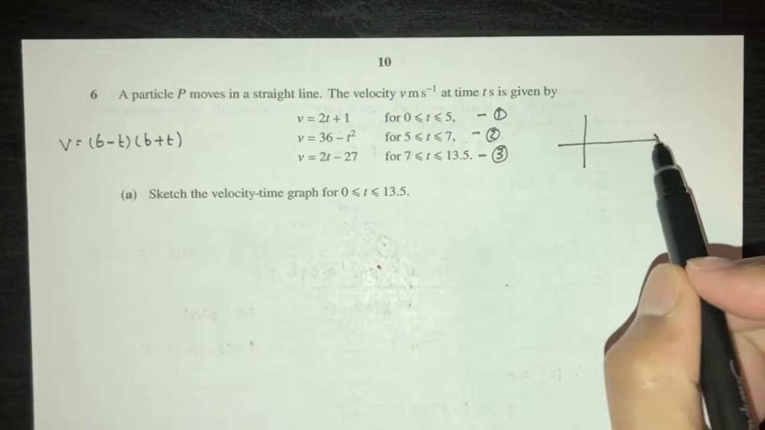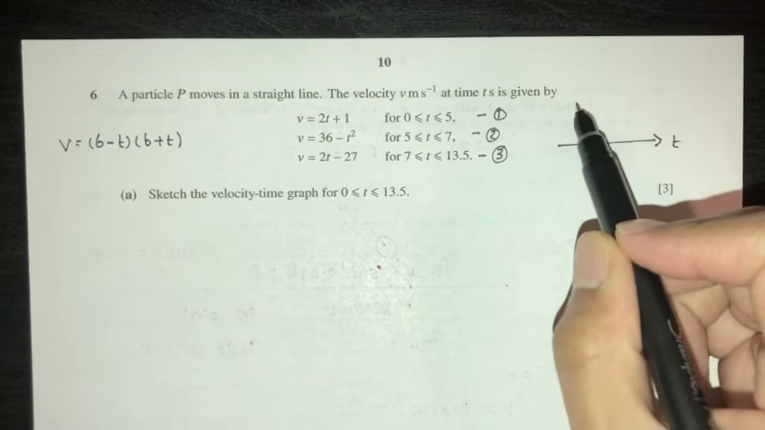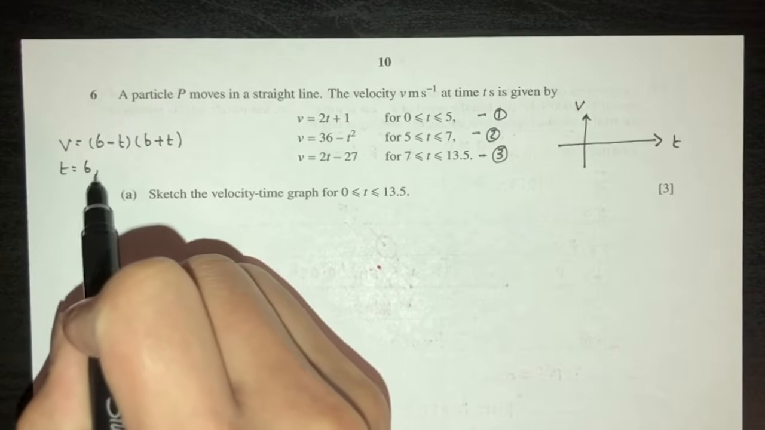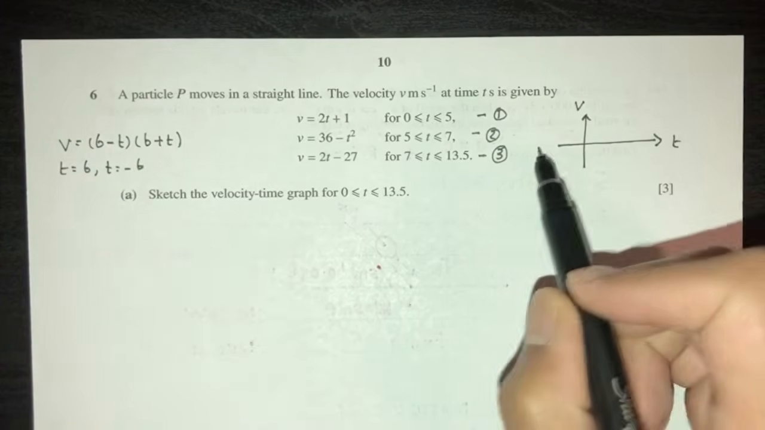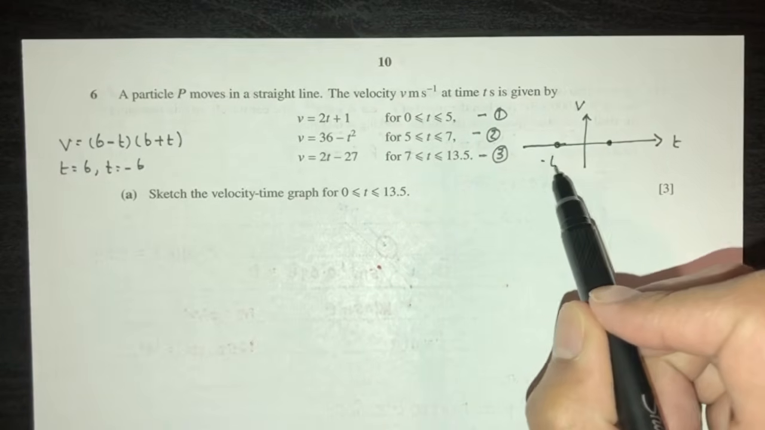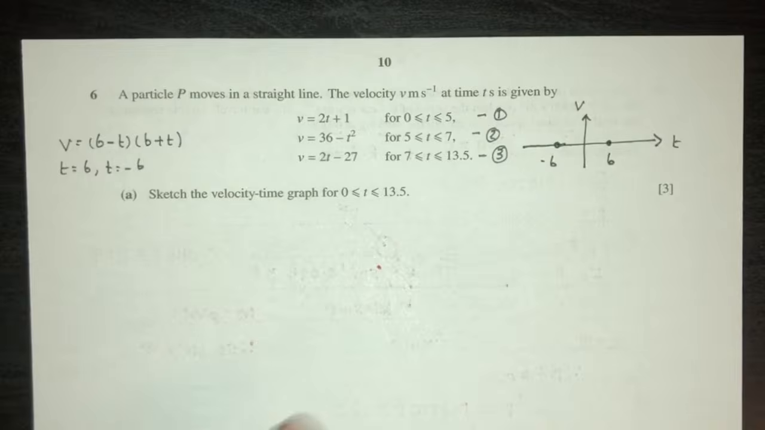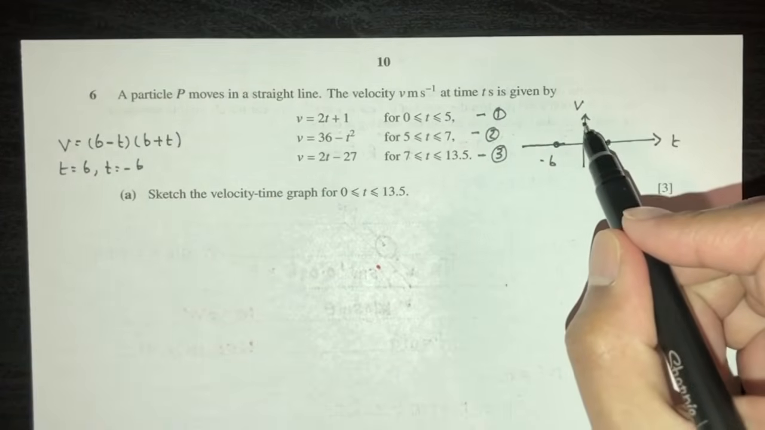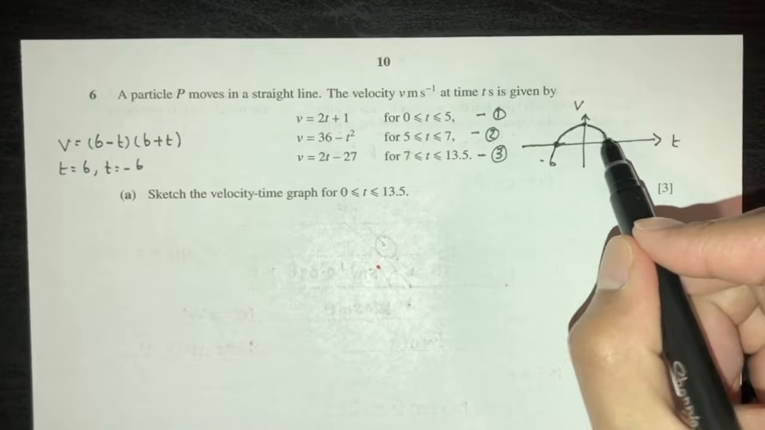Now, this is t and this is v. On the t-axis, the value of v is 0, so t will be equal to 6 and t equal to minus 6. So basically it will cross the curve at those 2 points, minus 6 and 6. And when t equal to 0, the value will be 36, so it will be up here. So you will have a shape like this.